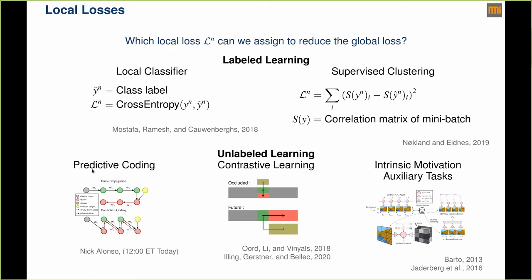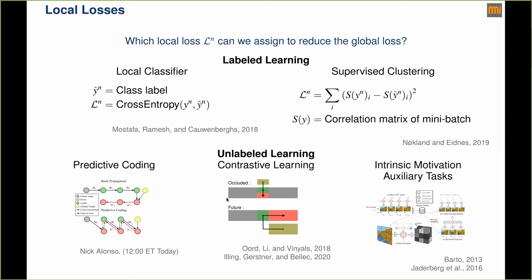A related method to predictive coding, which is also compatible with local losses, is contrastive learning. Contrastive learning is actually a very popular field nowadays in machine learning, of which I provided two examples here.